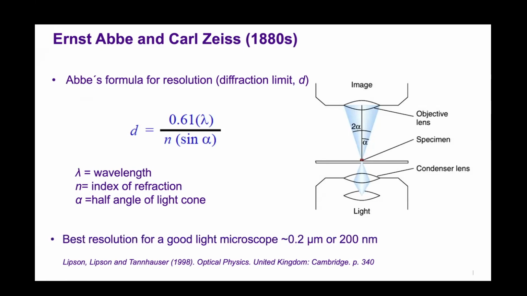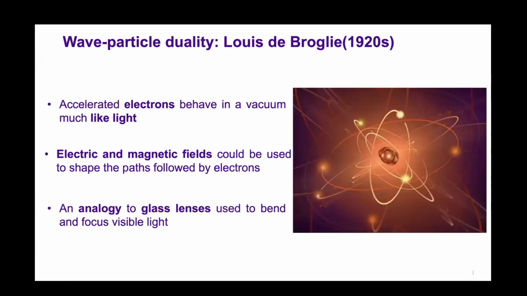So the best resolution, if you put a 400 nanometer here, now you will get 200 nanometer is the resolution for this wavelength. Now, this was another improvement in the 1920s, where the duality of wave-particle theory appeared. Louis de Broglie in 1924 proposed that electrons can behave both like particles and waves. What does it mean? It means it is also much like light.